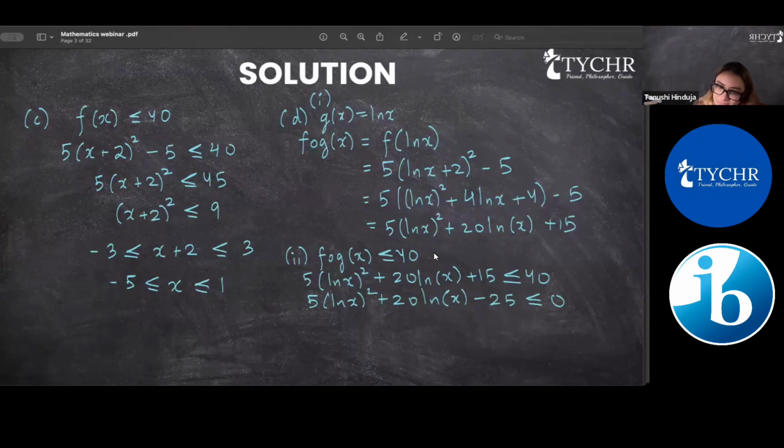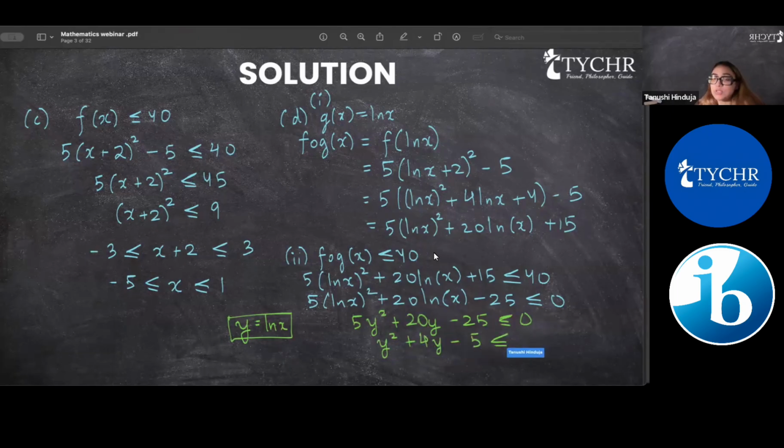All right. Now, if you see, this is a quadratic in disguise. You just have to replace the ln x with a different variable for the time being. So I'll put y as ln x. That gets us 5y squared plus 20y minus 25 is less than or equal to 0. We can divide by 5 throughout. So that's y squared plus 4y minus 5 is less than or equal to 0. So now we have a quadratic being less than or equal to 0. All we have to do here is solve for y. We'll have to factorize this out. So by simply factorizing, I'm going to write it here.